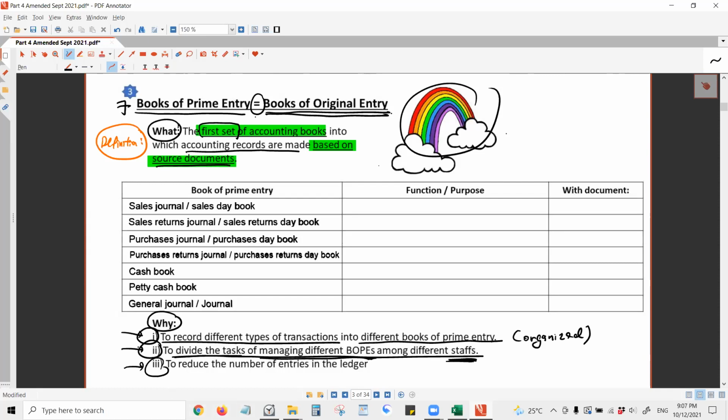Reason number 3, this one I will explain later: to reduce the number of entries in the ledger. This one I'll explain later.